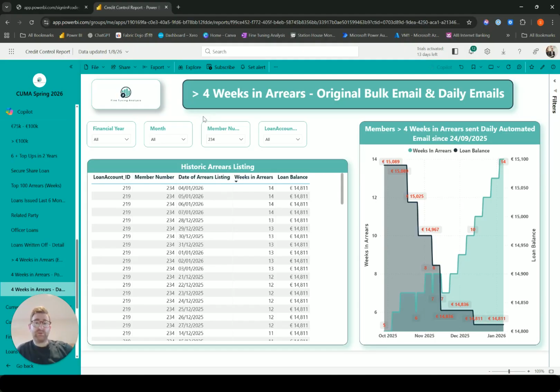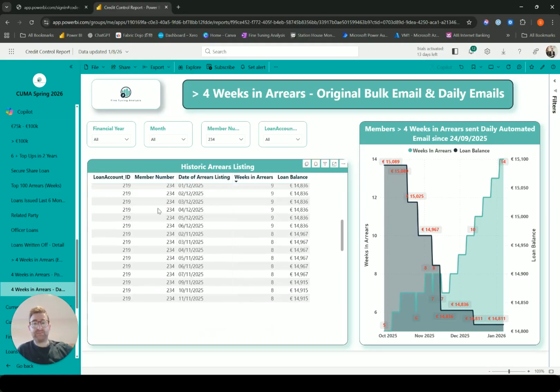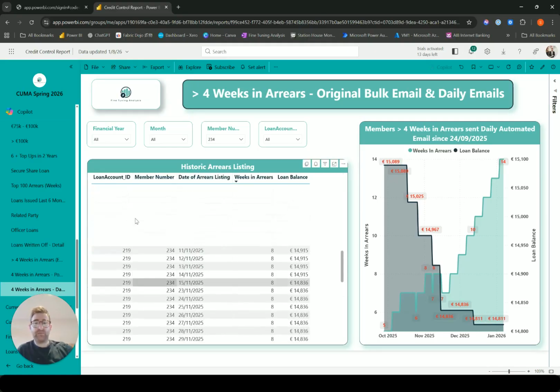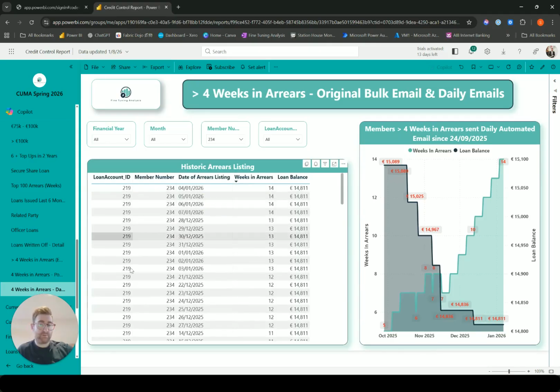So what we're able to do is, in this example, we use the member number to search for that member, but we could also use the loan account because some members might have more than one loan. In this example, this member doesn't, because you can see the loan account ID 219 is consistent for every single row. But what this does is look at the date of the arrears listing.